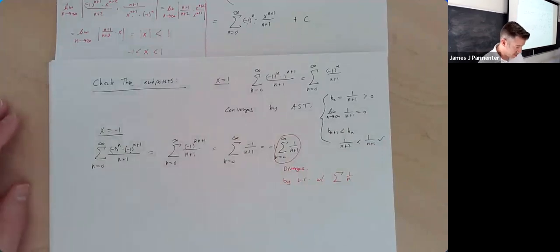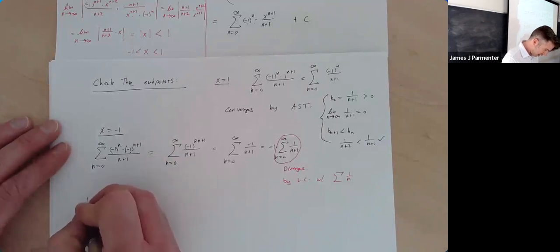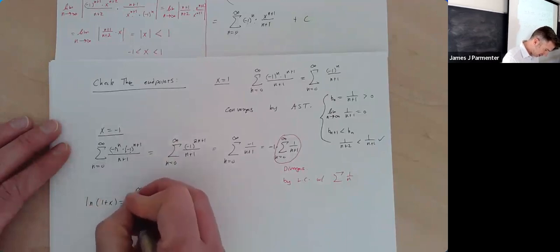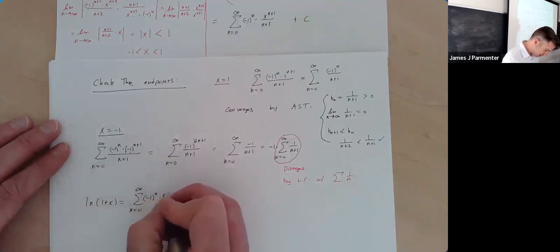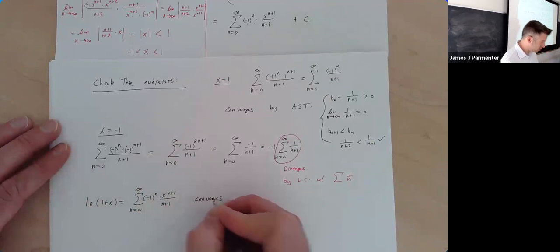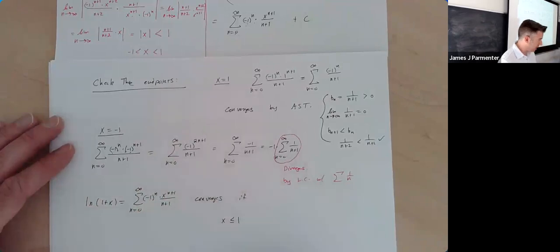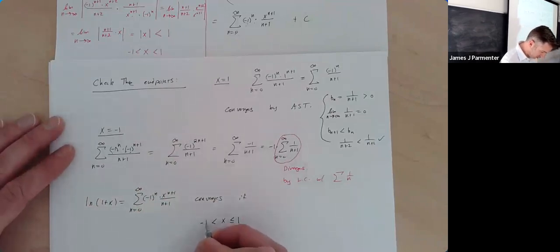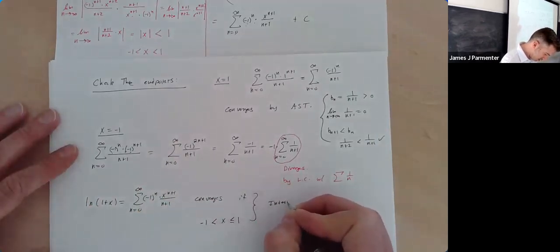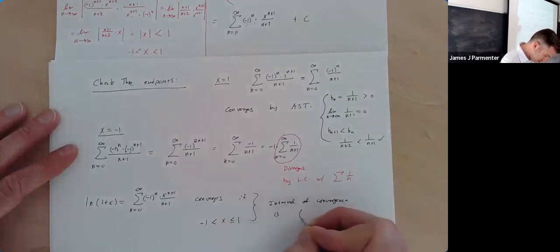Okay, so here's what we get to say. This series, that's the power series for the natural log of 1 plus x, which is equal to the sum from n equals 0 to infinity of -1 to the n times x to the n plus 1 over n plus 1, converges, meaning we get to say these are equal to each other, if x is less than or equal to +1 and strictly greater than -1. Or in other words, the interval of convergence is -1 to 1.